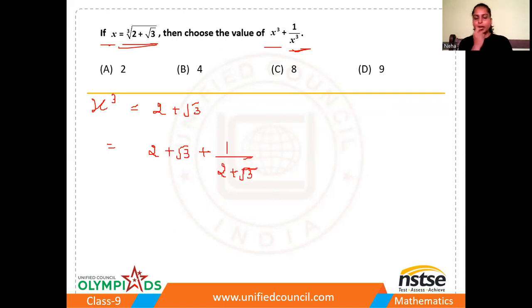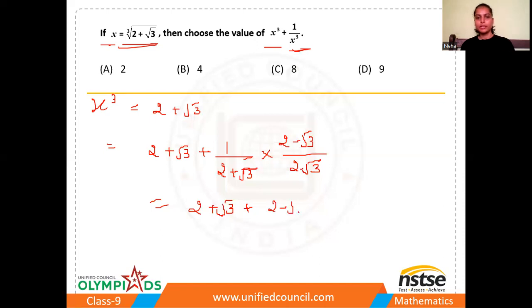So what you can do in these types of questions, as I have told you in the first question also, whenever you see these types of questions, just do the rationalization. Multiply by 2 minus root 3 over 2 minus root 3. So this becomes 2 plus root 3 plus, multiplying numerator with numerator and denominator with denominator, 2 minus root 3 divided by, this is again (a plus b) into (a minus b), which is nothing but a square minus b square. That means 2 square minus root 3 square, which is 3. I can directly write it.